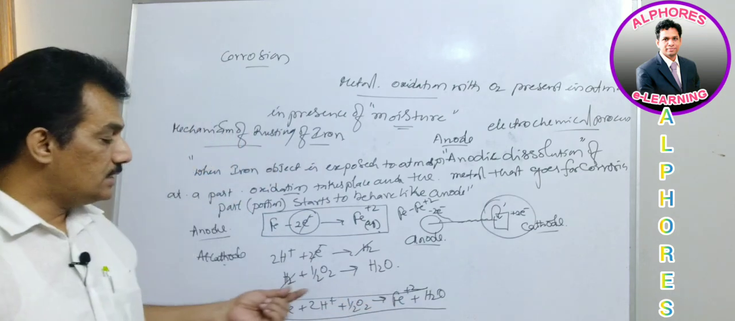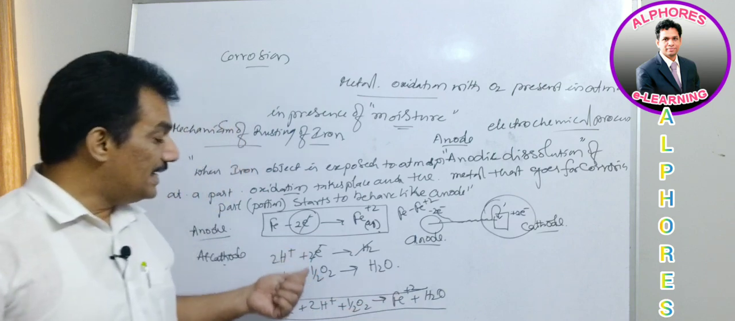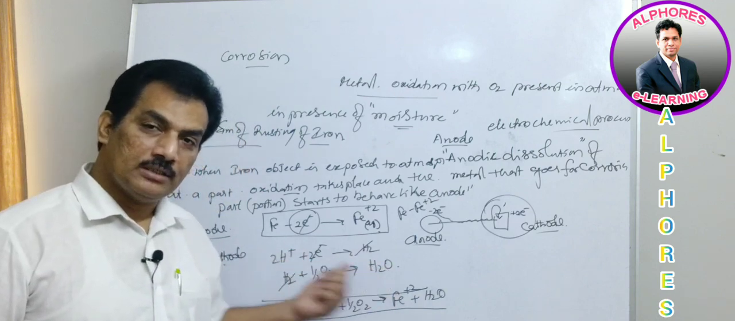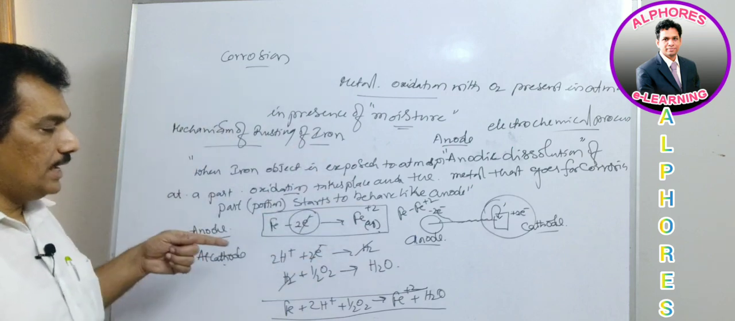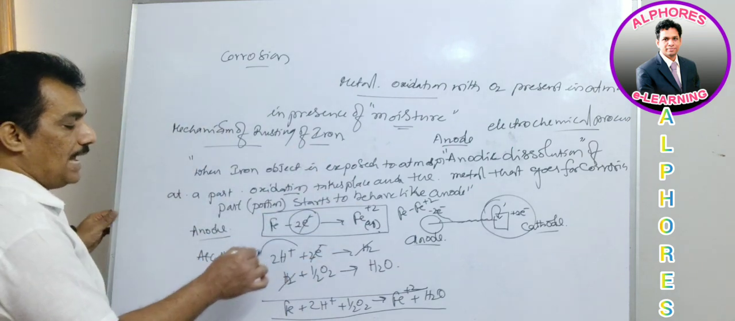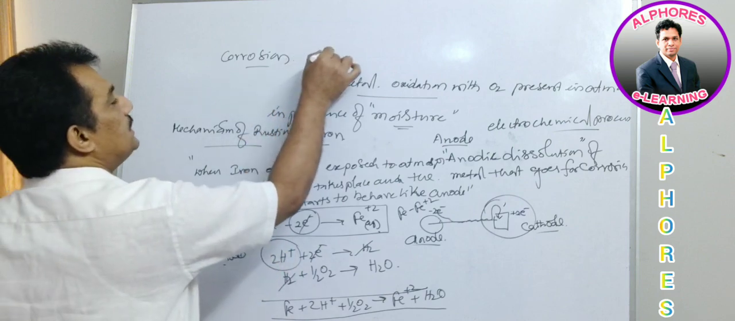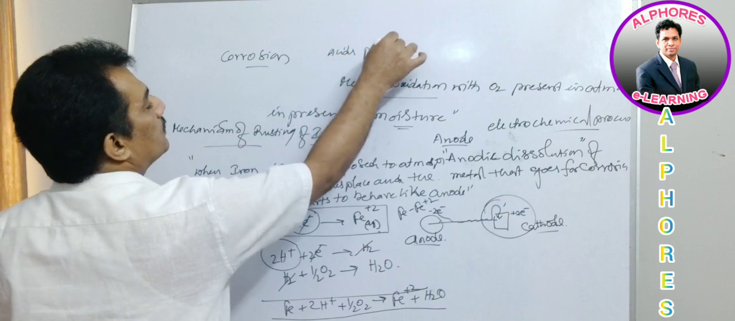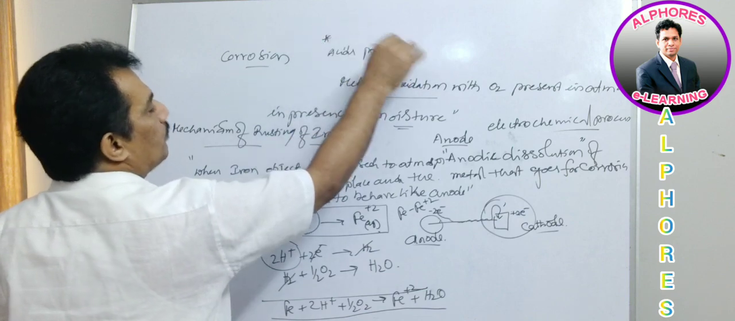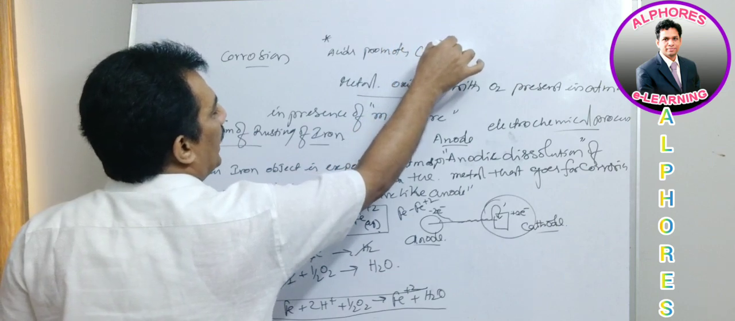This is happening during the rusting of the iron. Clear? And when this is happening, just observe, the oxygen can react only in presence of moisture. Oxygen is reacting with hydrogen. And with all this reaction, you can observe that H+ is acid. So with this we can say that acids promote corrosion. You remember, this is a very important point. Acid promotes corrosion of iron.